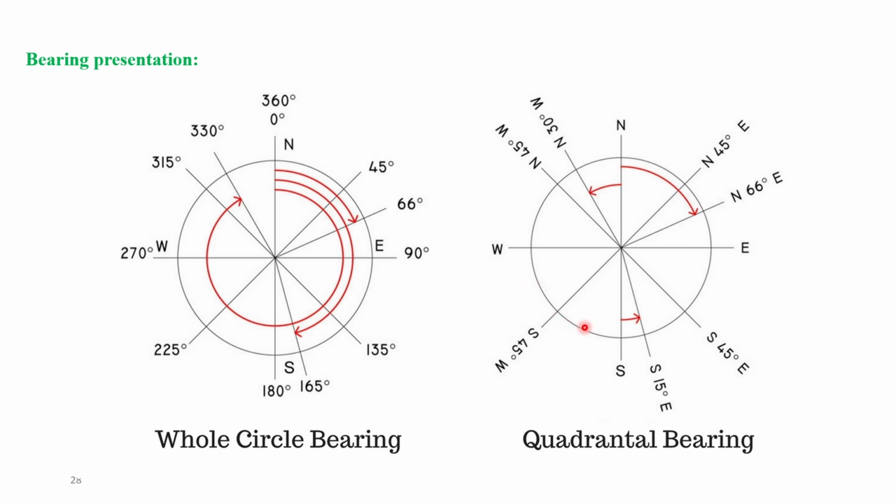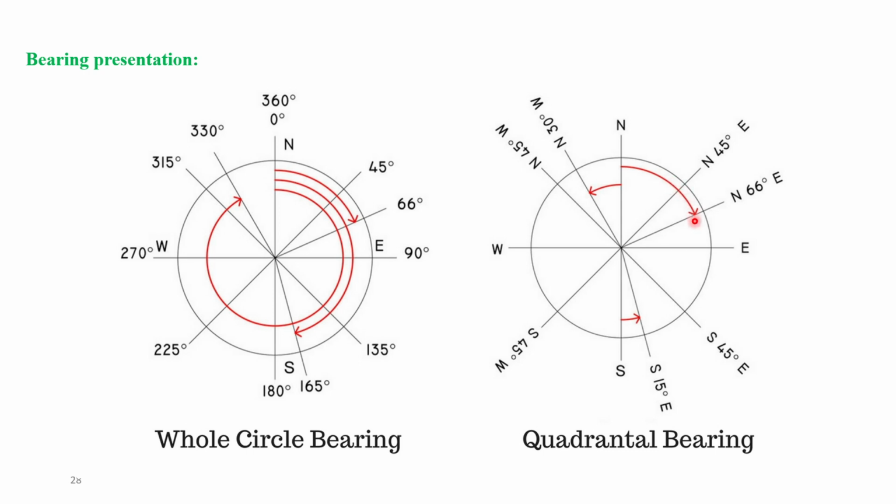So if the line is in this quadrant, it will be southwest. Here it will be southeast. In this quadrant, it will be northeast. Here it will be northwest. So here we will calculate the angle with respect to north and south in both clockwise and anti-clockwise directions.